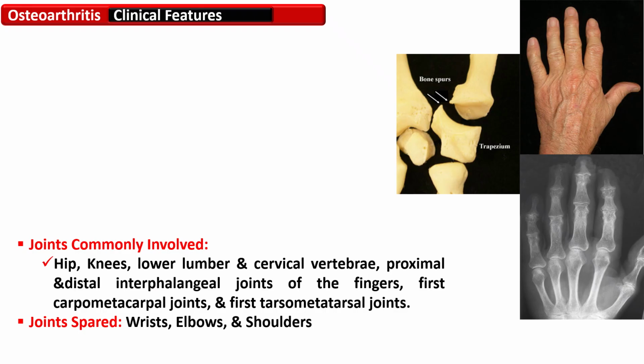Joint deformity can develop over time, but fusion usually doesn't occur. The commonly affected joints are hip, knee, lower lumbar, and cervical vertebrae. Proximal and distal interphalangeal joint of the finger, first carpal joint, and first metatarsal joint are also affected. A few joints of the body are spared by this osteoarthritis. These are wrist, elbow, and shoulder.